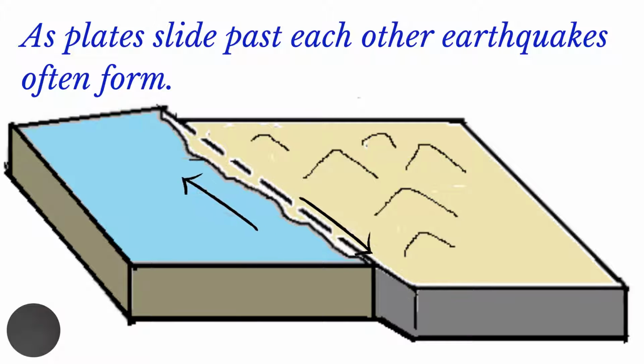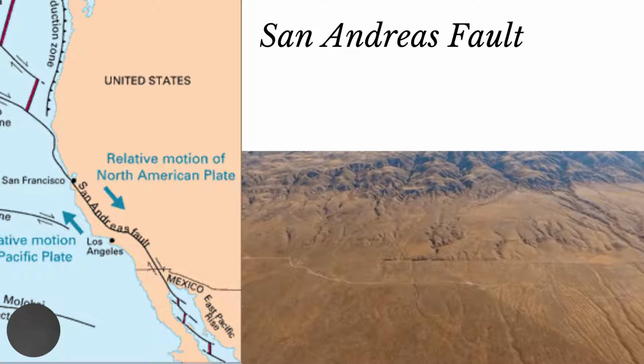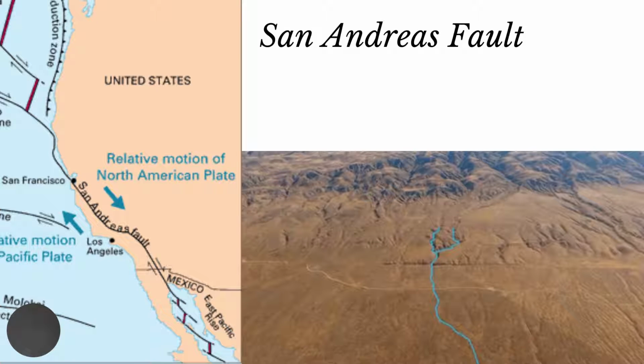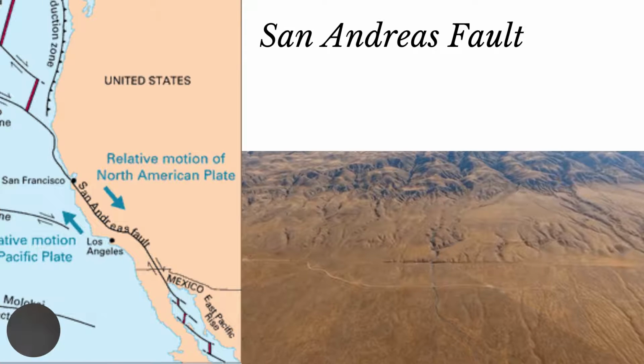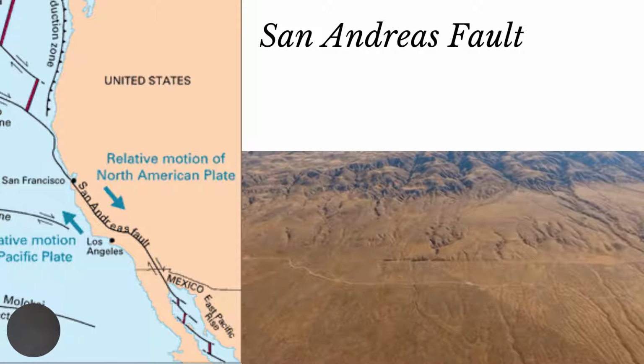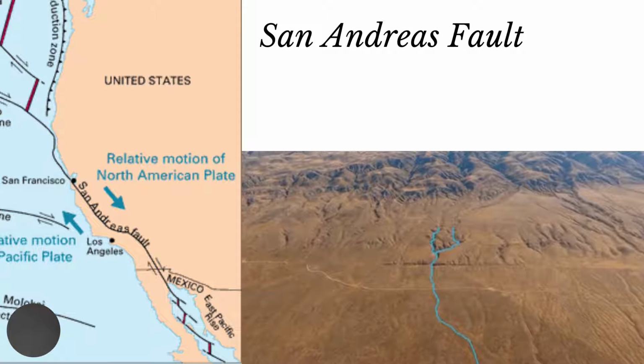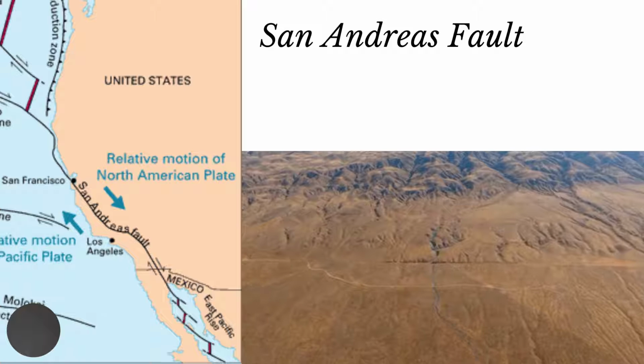The final plate margin is the transform plate margin, where the plates slide past each other. As the plates move against each other, earthquakes may be created, but no major landforms usually develop at this plate margin. One of the best examples of transform plate margin is the San Andreas Fault in California, USA.